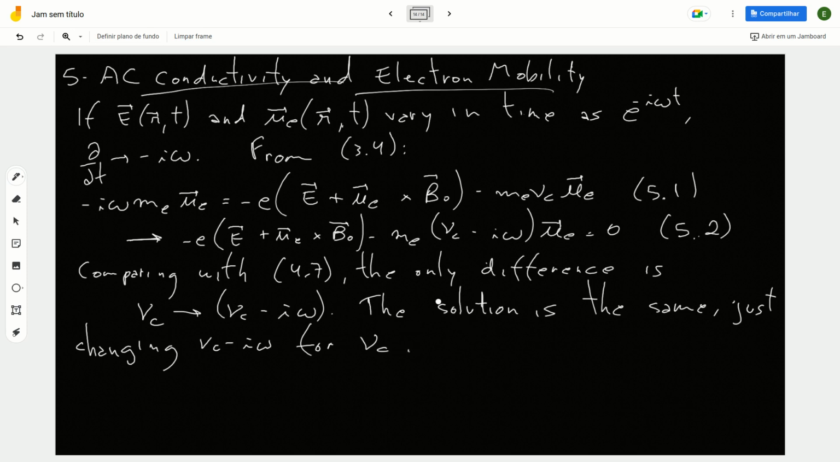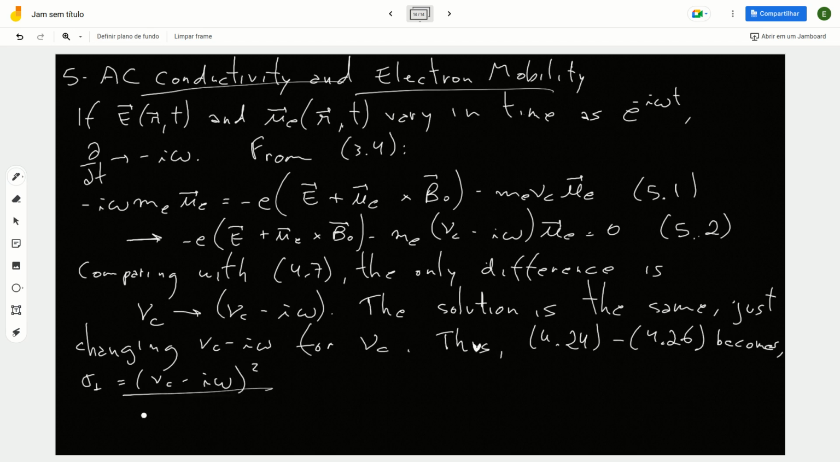If you want to write down the equations for the conductivities, thus 4.24 and 4.25 and 4.26 become, you have the perpendicular conductivity equal to nu c minus i omega squared over nu c minus i omega squared plus omega c e squared sigma.